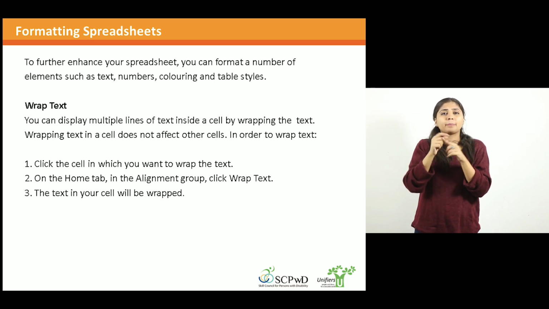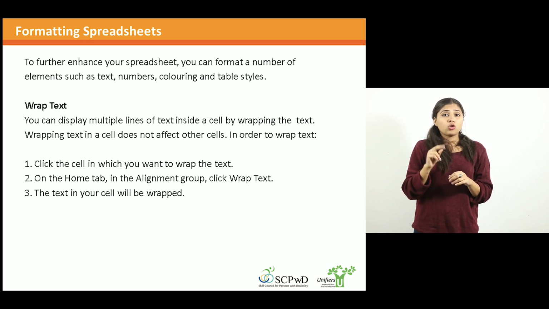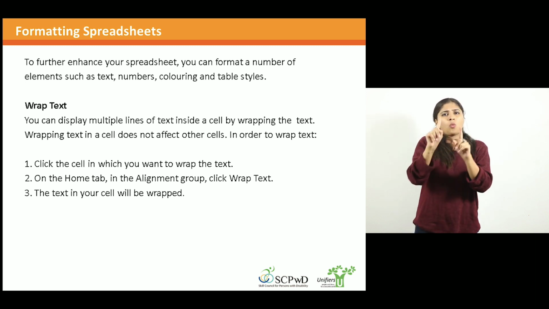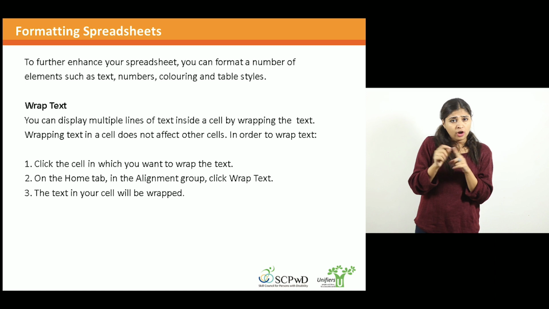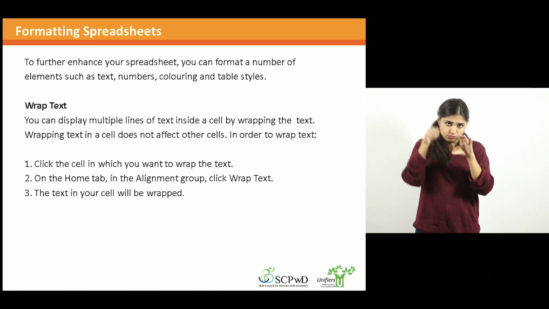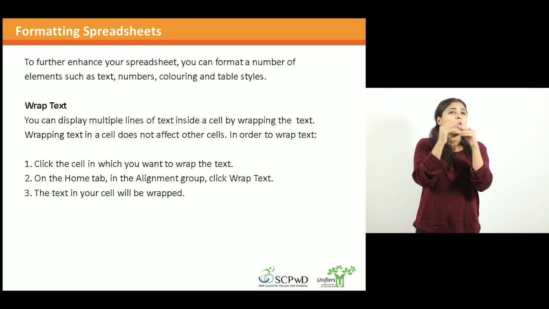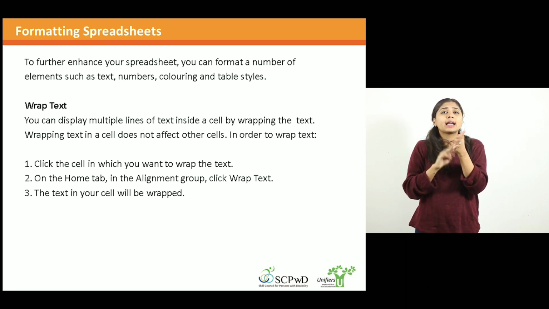In order to wrap text, number 1, click the cell in which you want to wrap the text. Number 2, on the Home tab in the Alignment group, click Wrap Text. Number 3, the text in your cell will be wrapped.